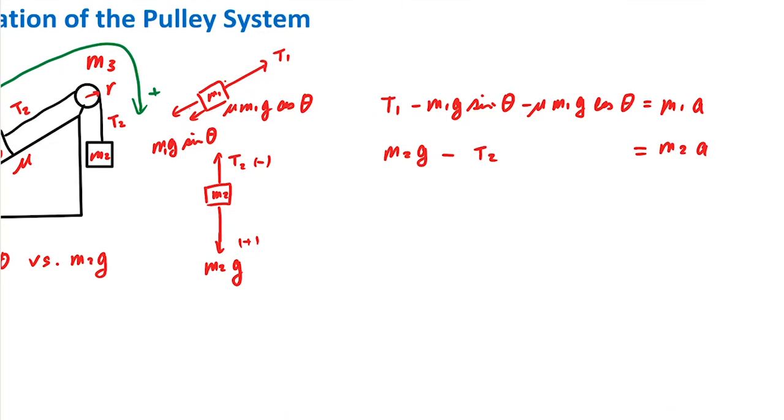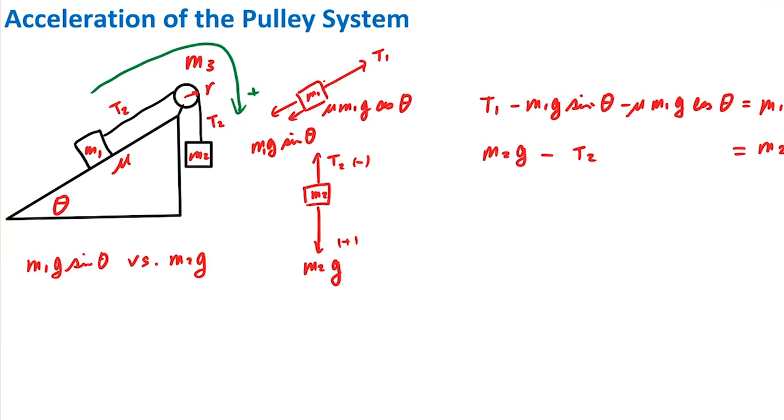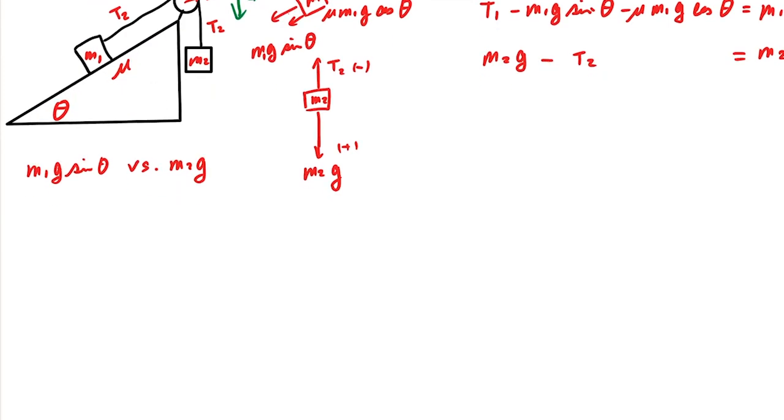Let's review what we have. How many variables, how many unknowns do we have? We don't know A. We don't know T1. We don't know T2. We have a problem. We are one equation short. This is a systems of equation, but we don't have one equation. That comes from the pulley torque equation. I'm going to zoom in there and draw this thing out.